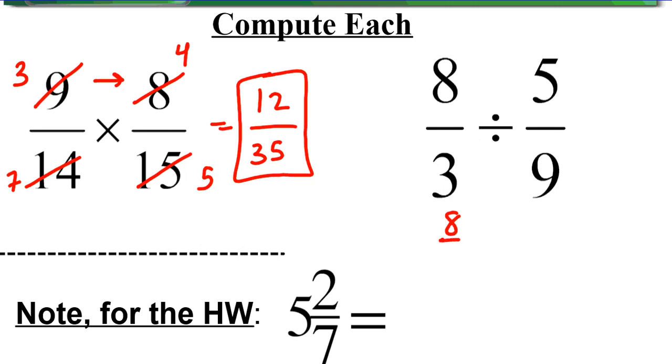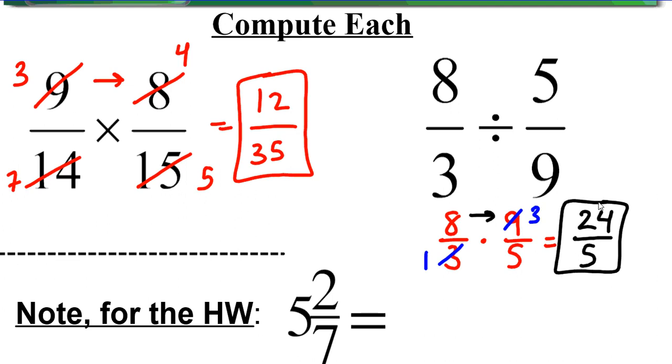So over here, I'd have 8/3 times 9/5. Again, I'm going to look to see where I can simplify. The 9 and the 3 will simplify to make 3 and 1. 8 and 5 don't have anything in common, so I can just multiply straight across. 8 times 3 is 24. 1 times 5 is 5. And we're going to leave these as what we call in the math world improper fractions.